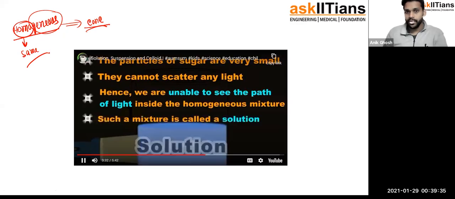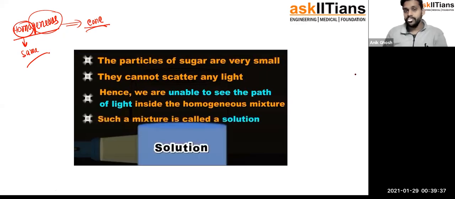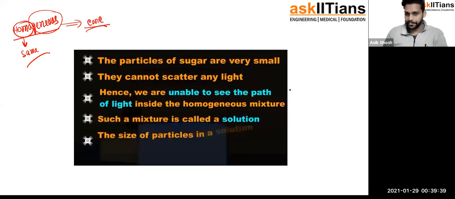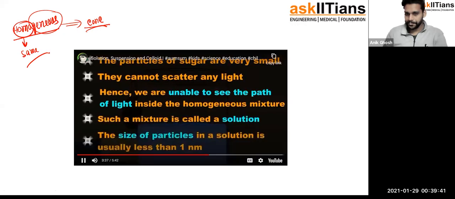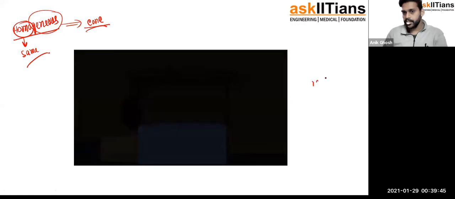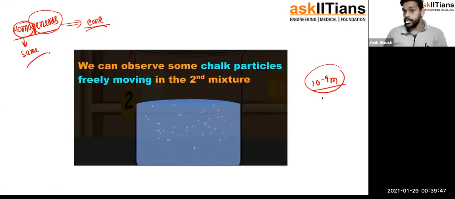Okay, for a solution, you cannot see the Tyndall effect because the particle size is 1 nanometer. So 1 nanometer is nothing but 10 to the power minus 9. I think you remember that. 10 to the power minus 9 meter. That was the particle size for a true solution, isn't it? For solution.